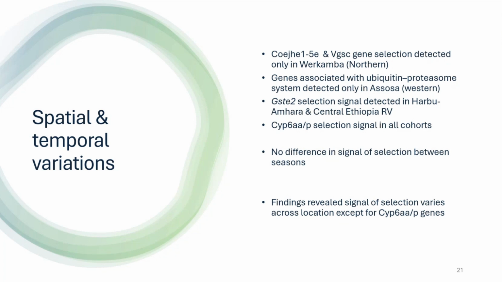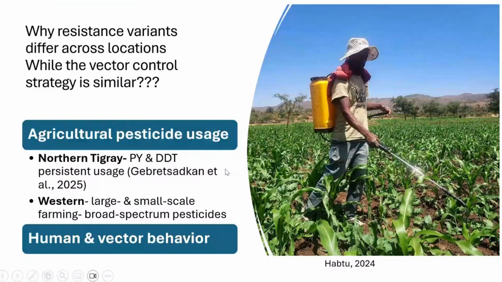So the question here is, why do resistance variants differ across locations while the vector control strategy is similar? As I mentioned in the introduction, Ethiopia has implemented indoor residual spraying and long-lasting insecticidal net interventions, which were applied uniformly across the country's malaria endemic areas. But we are detecting variation in insecticide resistance variants. So this can tell us insecticide resistance is not only driven by vector control interventions, it is also impacted by environmental and different behavioral factors.